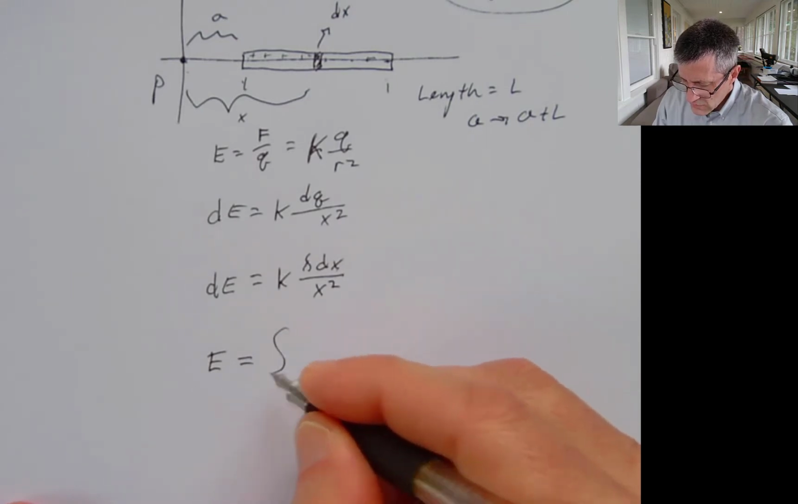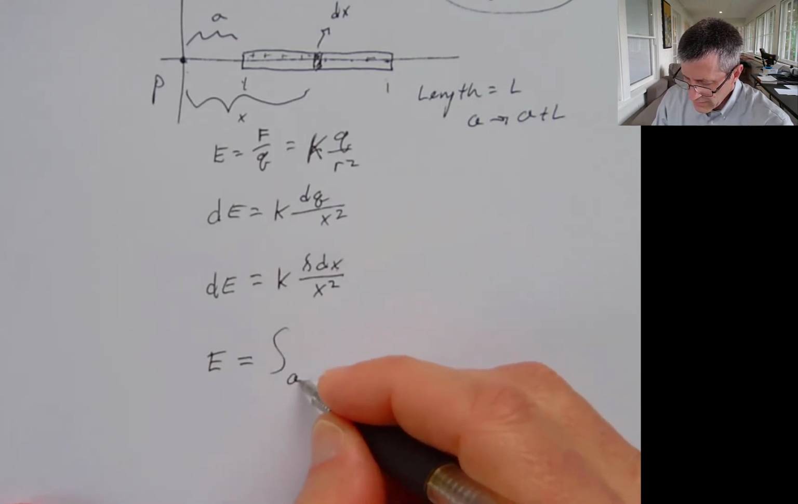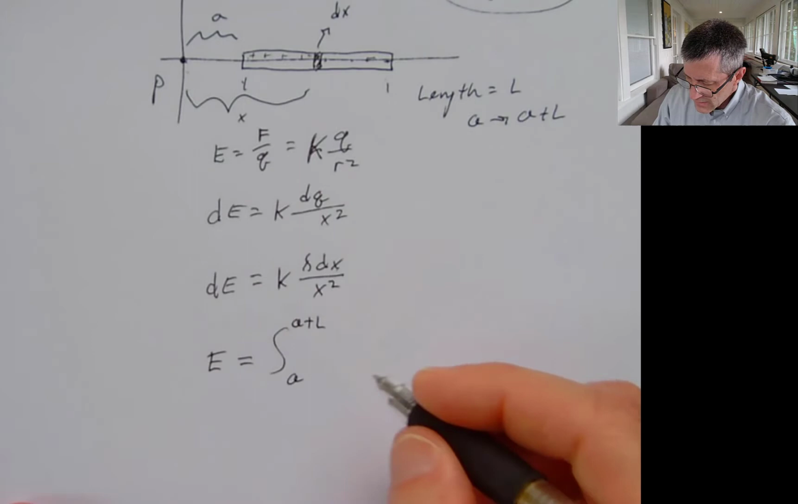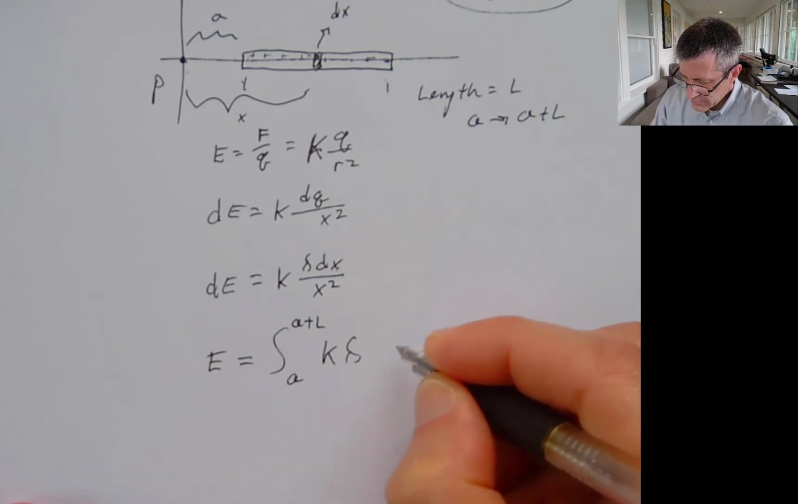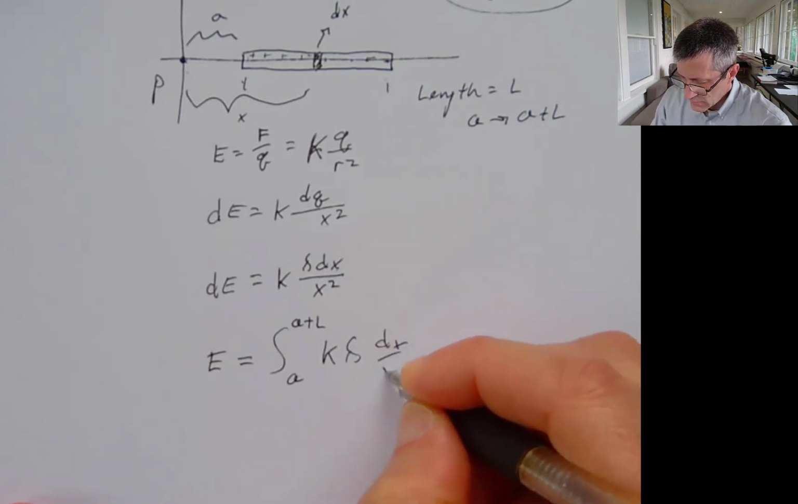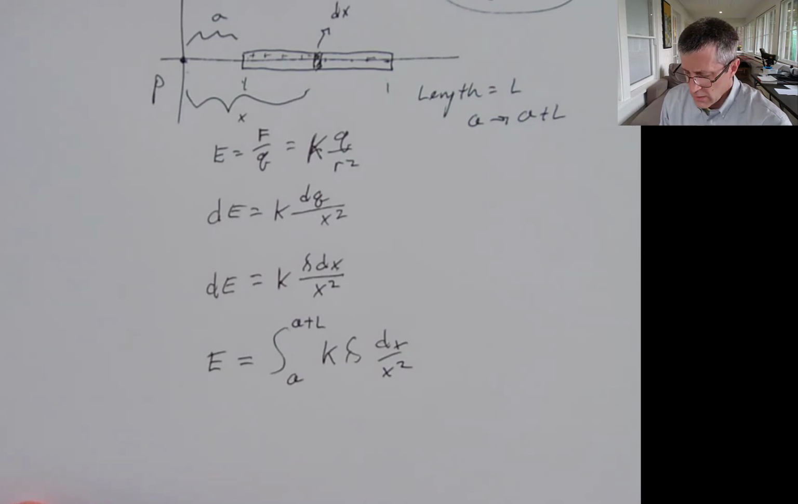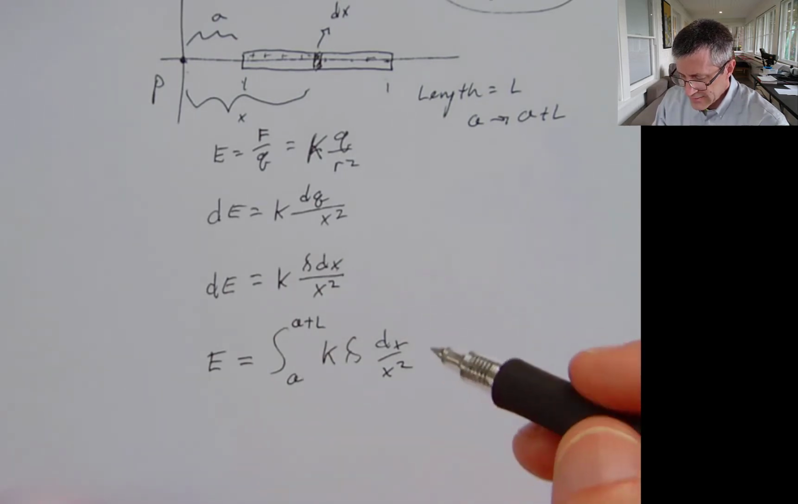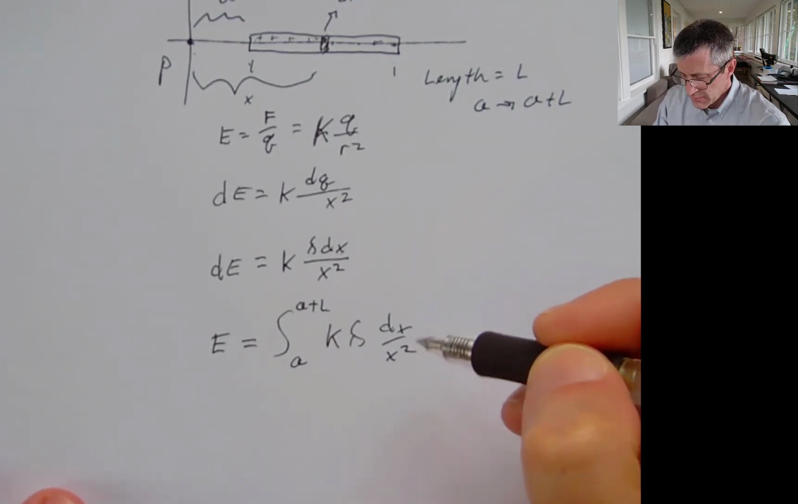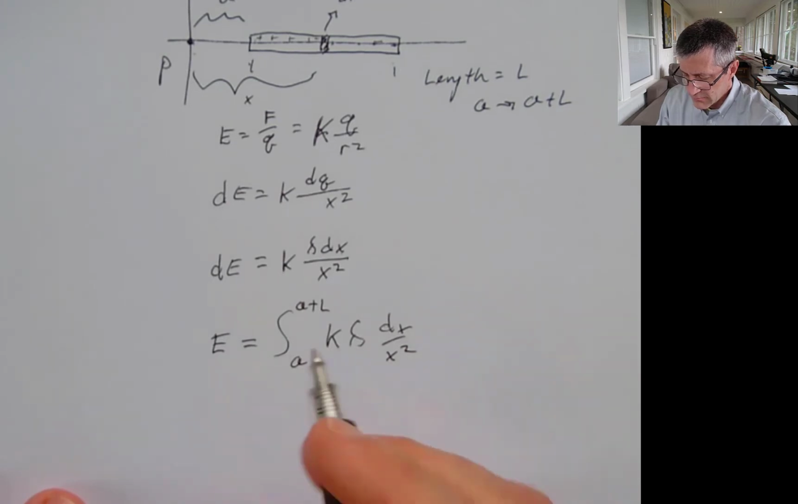My total is going to be the sum of all of these, and I'm going to go from A to A plus L of k lambda dx over x squared. Right? Okay, now I've got to do a little bit of math. So I want to evaluate my integral. It's a definite integral, so that helps. But yes, I have some constants. Let me pull those out. k and lambda are constants, so I'm going to pull those out.